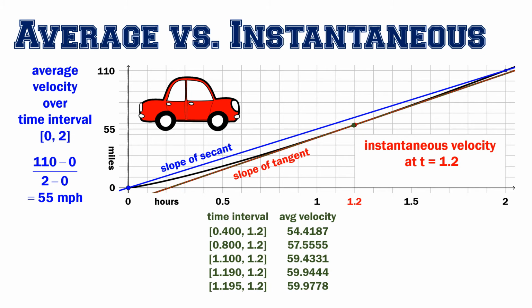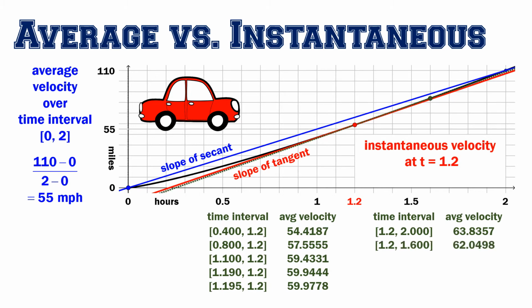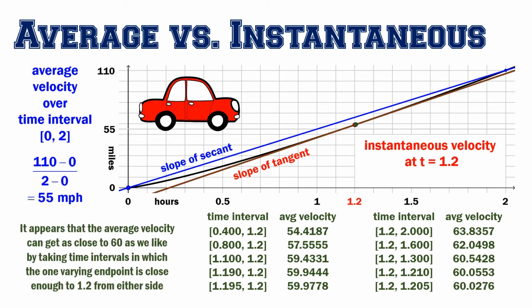Now, if I was to use time intervals that occur after 1.2 hours, for instance 1.2 to 2 hours, the average velocity, along with the green secant slope above, might be greater than the instant velocity. But again, as the length between those two endpoints of time get closer to 0, our average velocity keeps getting closer to 60 miles per hour. So, it appears that the average velocity can get as close to 60 as we like by taking time intervals in which the one varying endpoint is close enough to 1.2 from either side. And from that, we can assume that our instantaneous velocity will be 60 miles per hour.